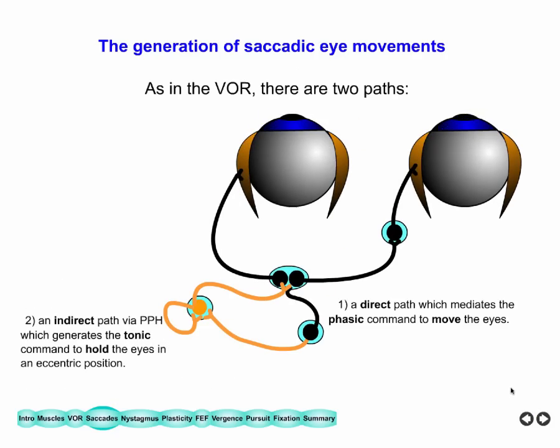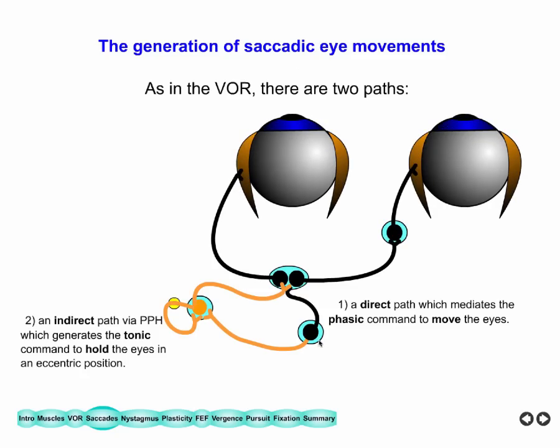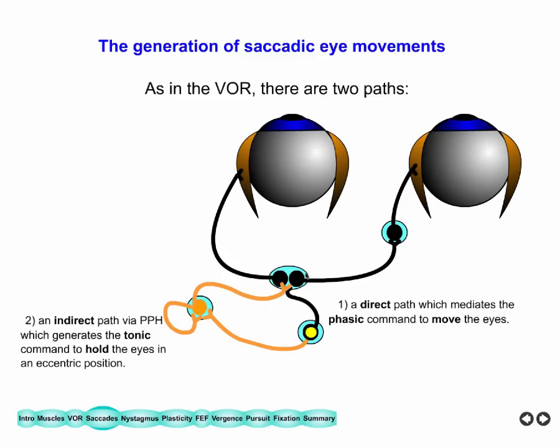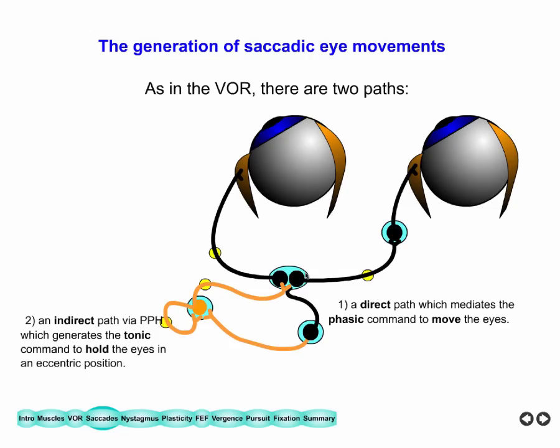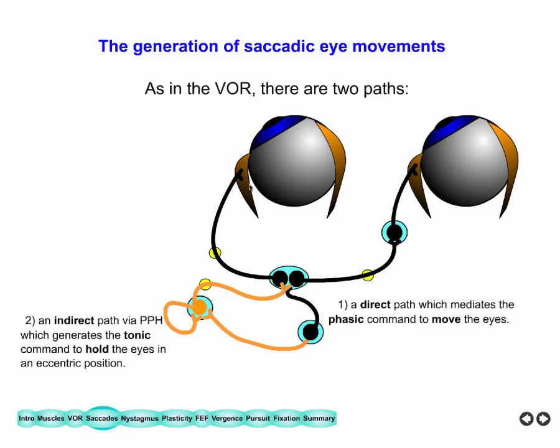Now again, it has two pathways. From this PPRF, you make a phasic command to rotate the eye, but then you want to keep it there. Try making a saccade to something around you: you make the saccade and you hold it there. You don't want it to slip back to the middle again. So to keep it there, the same structure, the PPRF, produces a tonic command, and that tonic command holds your new position.